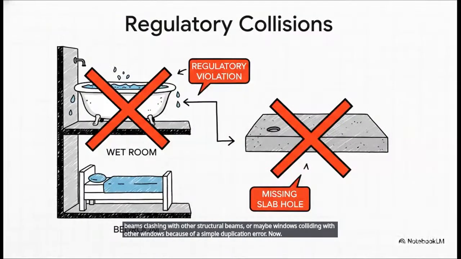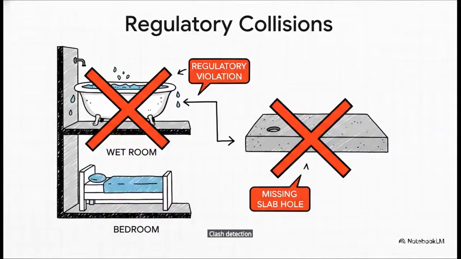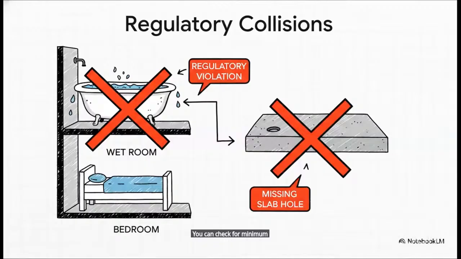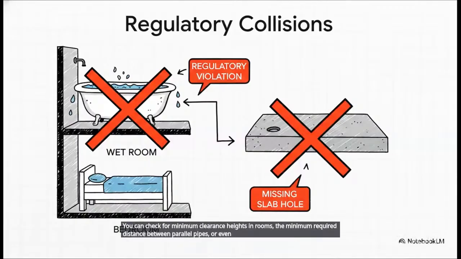Now, interestingly enough, clash detection isn't just about 2 physical objects bumping into each other. Think about regulatory collisions. This is where you're enforcing complex project decisions. You can automatically check if a wet room was accidentally placed directly above a residential bedroom, which is a huge no-no. You can check for minimum clearance heights in rooms, the minimum required distance between parallel pipes, or even flag an error if they're missing holes in the concrete slabs. It's really about validating the actual design logic.